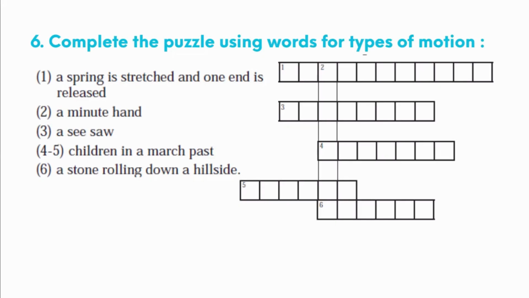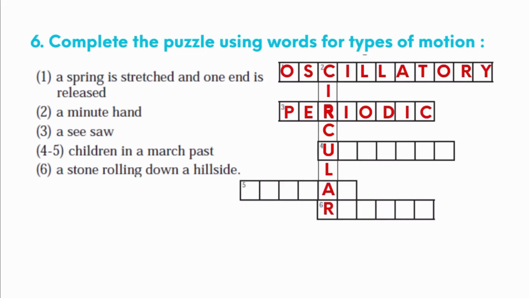The first number is a spring is stretched and one end is released. The movement of that spring happens in oscillatory motion. Second one, a minute hand moving in a clock. Minute hand shows circular motion. Third is seesaw. Seesaw shows periodic motion.